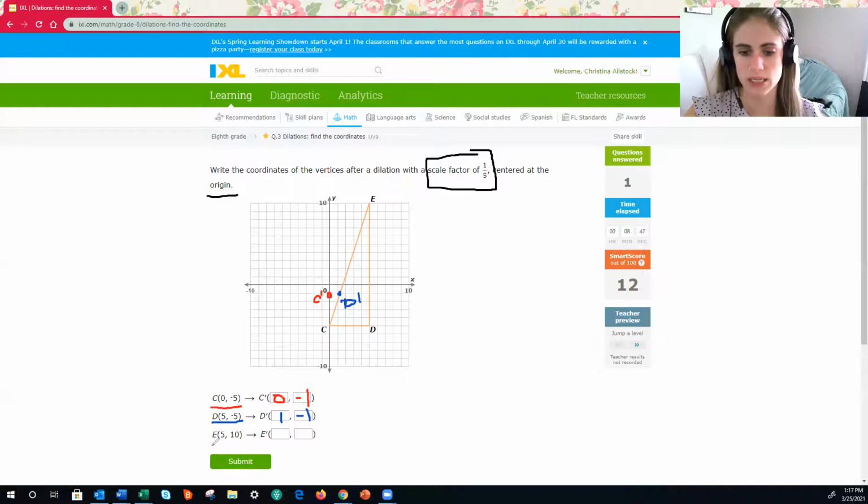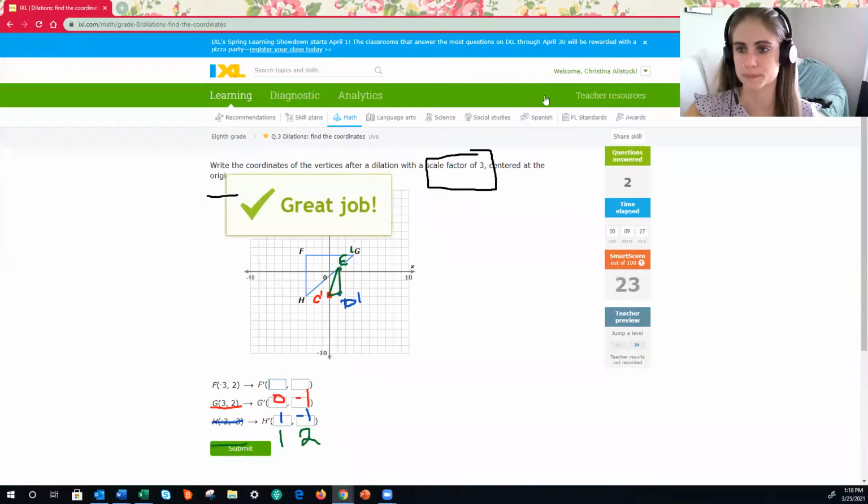And last but not least, E, which is at 5, 10. 5 times 1/5 is 1. 10 times 1/5 is 2. So E prime is at 1, 2. And we had said at the very beginning, because our scale factor was less than 1, we should have a smaller triangle. And do we? Yes, we do, which is a great way to help double check. All right, after we confirm that this is correct, we'll do one more example.